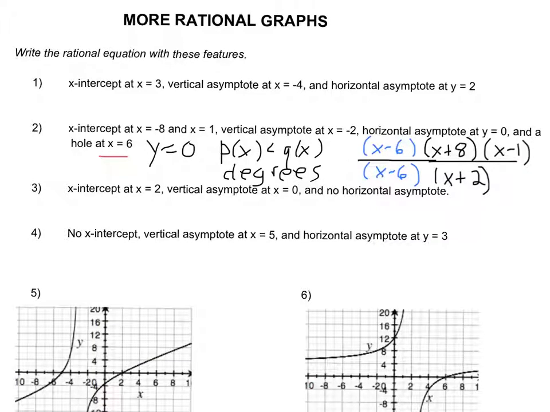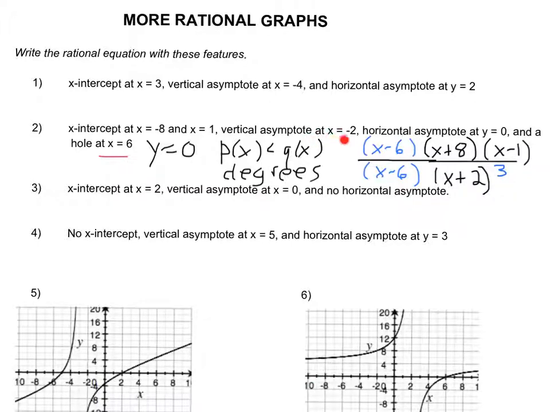Right now, the degree on the top is 3, so I've got a degree of 3 on the top and a degree of just 2 on the bottom. So I'm going to need the bottom to actually have a higher degree. And to make sure that I don't change any of the information, I'm going to put it on the x plus 2 part. Then I know that I still have all the requirements.